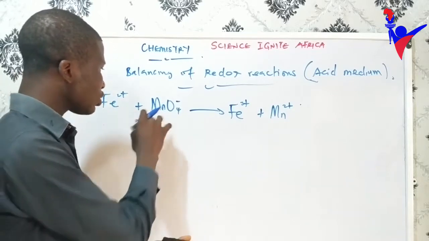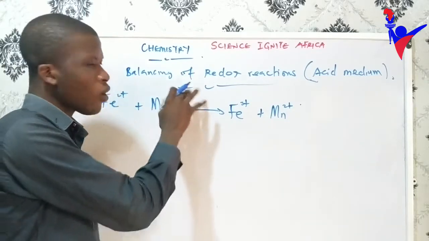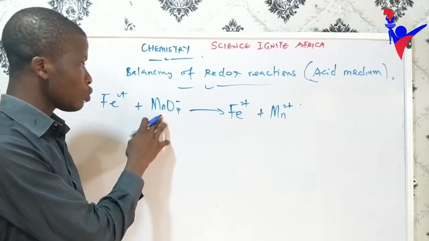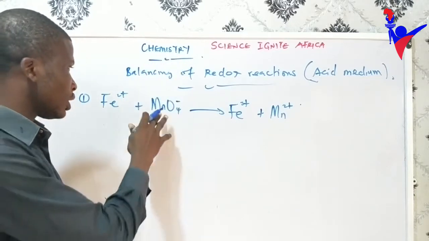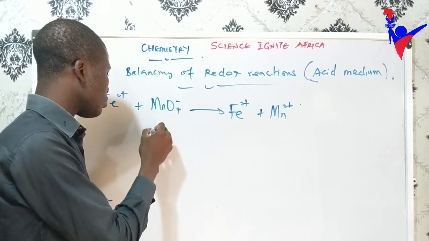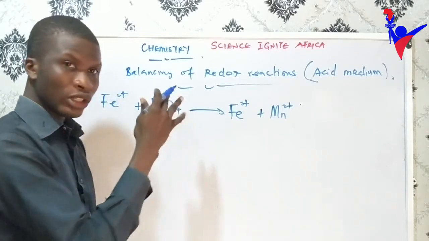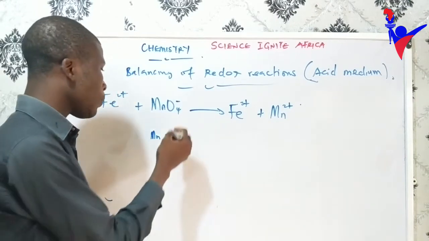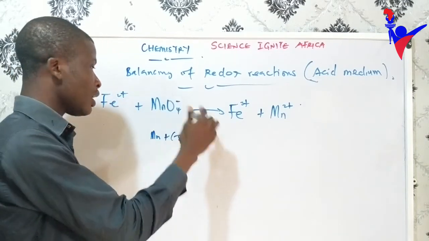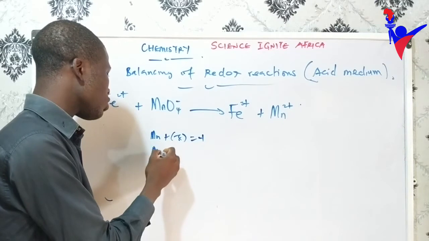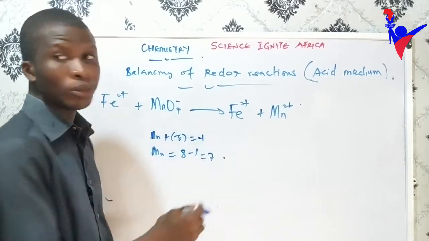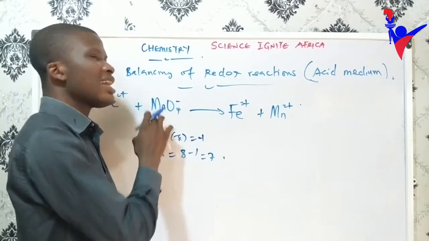Now, let's come here. What you have is MnO4-. When you look at the oxidation number of manganese here, what is it? Let's try and calculate it. The oxidation number of manganese plus the oxidation number of oxygen, which is normally -2, so -2 multiplied by 4 gives you -8, everything equal to the charge you have here, and that is -1. When the -8 moves to this side, Mn becomes 8 minus 1, which is 7. So the oxidation number of manganese here is 7.